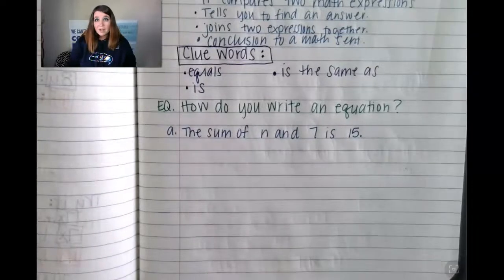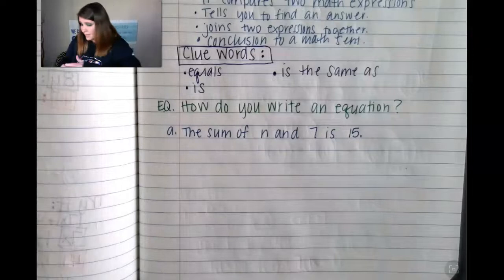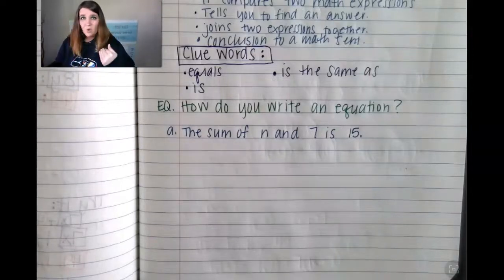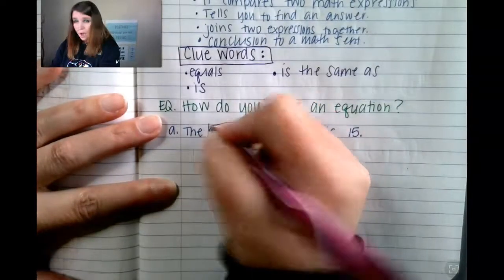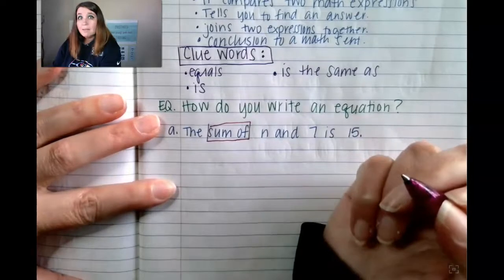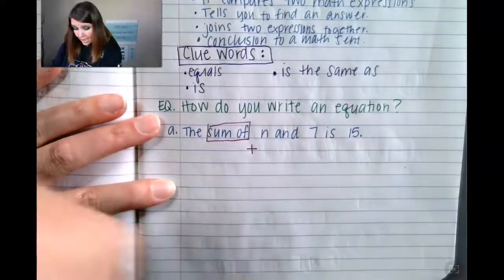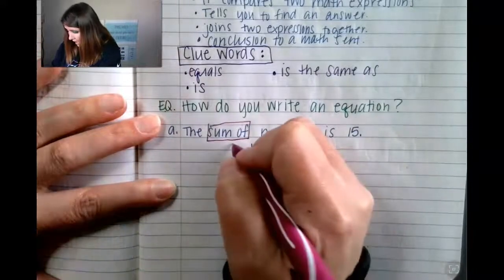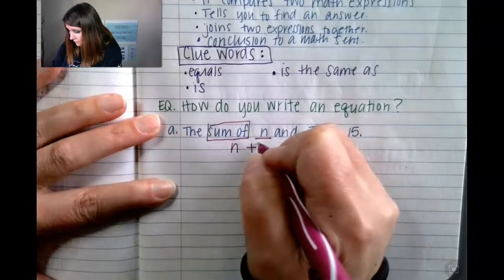Okay, so how do we do this now? Well, now all you're going to do is you're going to go like this. Okay, well, I know from chapter 5, section 2, that this is my clue word, sum of. That means that I'm adding. So I'm adding, what am I adding? Well, I'm adding n, because here's my n, and I'm adding 7.